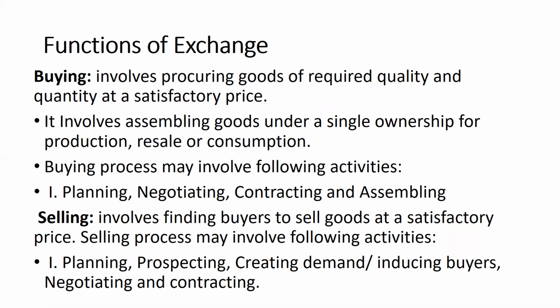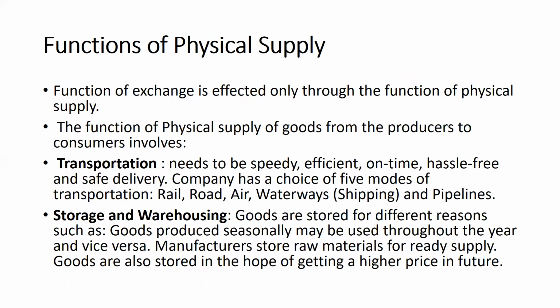The next is selling. It involves finding buyers to sell goods at a satisfactory price. The selling process may include a few activities such as planning, prospecting, creating a demand, or motivating or inducing buyers, negotiating, and contracting. The next function is the functions of physical supply. Functions of exchange are effected only through the function of physical supply.